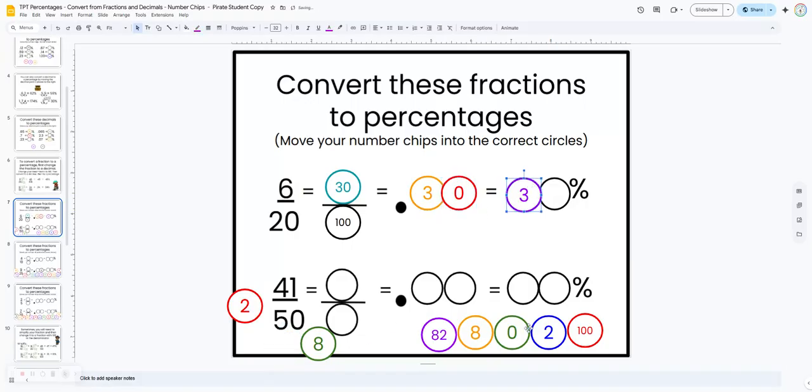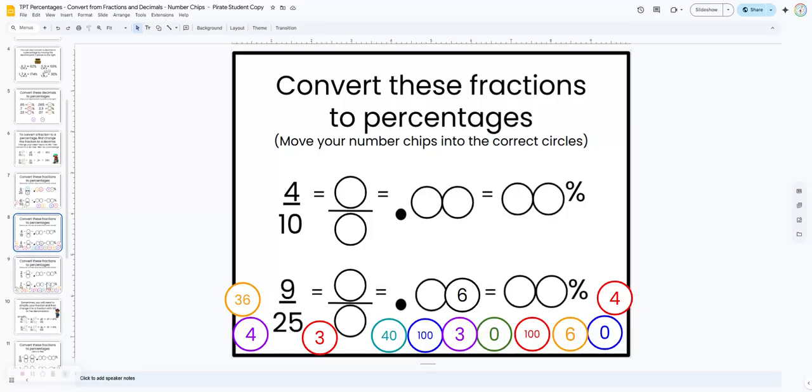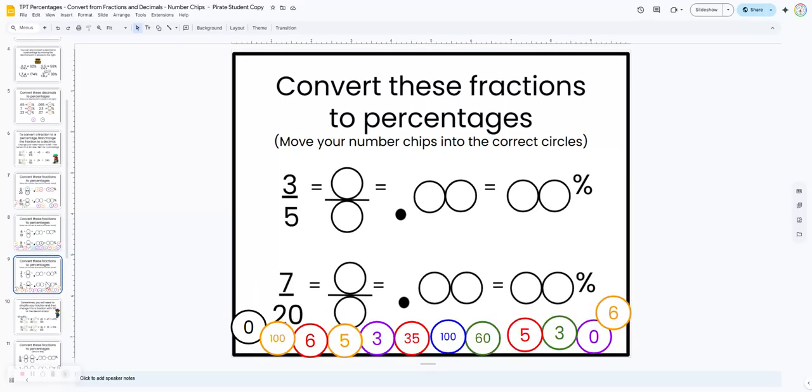And they're going to do the same thing on the next problem. Convert it to an equivalent fraction with 100 in the denominator, change it to a decimal, and then a percentage. Same thing on the next slide, and same thing on slide 9.